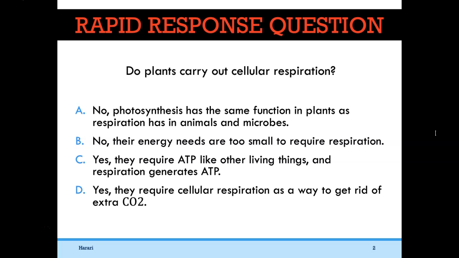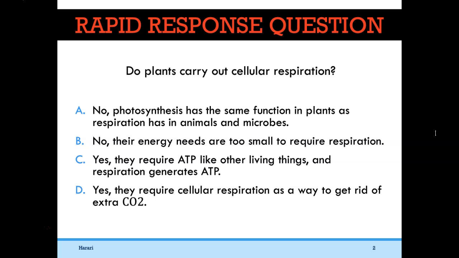So let's start out with a quick question. Take a second to pause here and try your best to answer this rapid response question. So of course you should have read the book already. That's the best way to learn. And you should know that the answer is C.